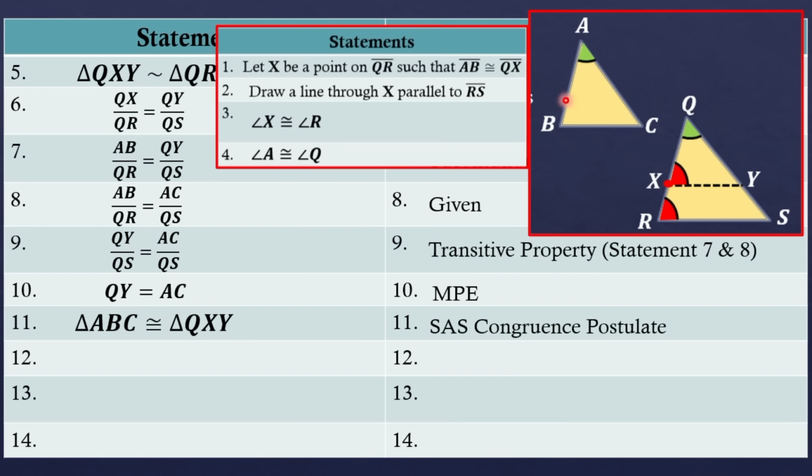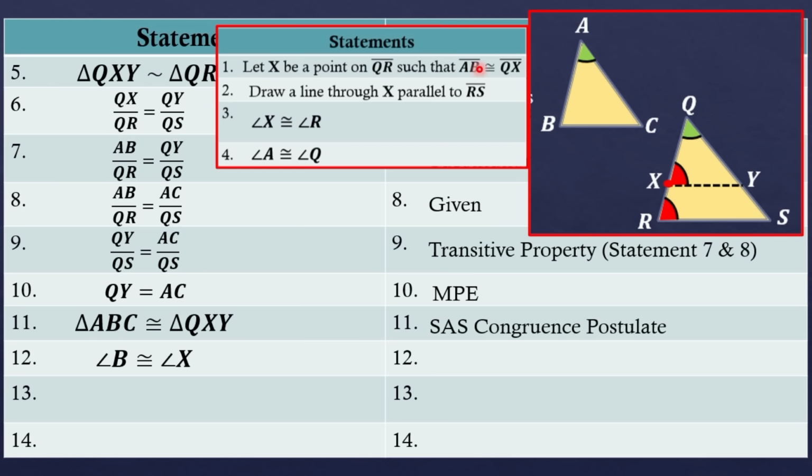So binanggit nga po kanina na since by substitution, ito ginamit natin siya dito. So triangle ABC is congruent to triangle QXY. That is by SAS congruence postulate kasi binanggit po na ito congruent dito. And then we have the angle which is congruent to this angle. Okay, so that is by SAS congruence postulate. And then angle B is congruent to angle X. So angle B, this angle is congruent to angle X.